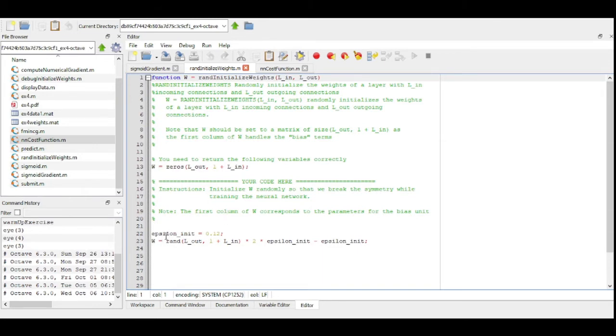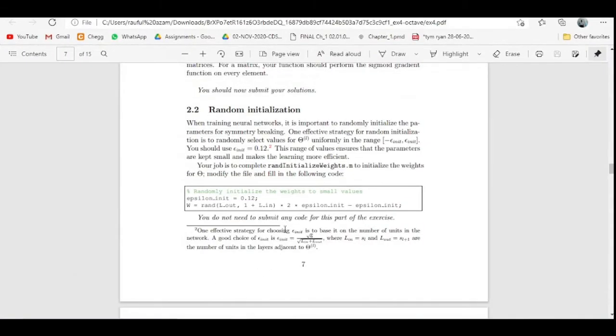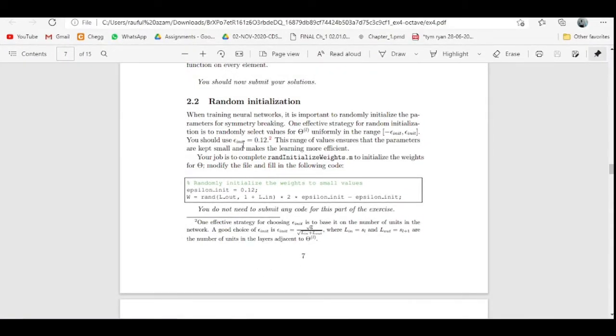To initialize randomly, we are going to take epsilon init equal to 0.12. Why are we taking this? If I can show here, in random initialization it is recommended to use epsilon init as 0.12. That's the reason we have used this, and we want our values to range from minus epsilon init to plus epsilon init. In order to get values from minus epsilon init to plus epsilon init, we write W equal to rand of L out comma 1 plus L in. What this will do is just initialize the matrix.